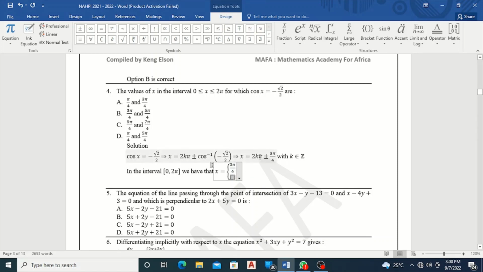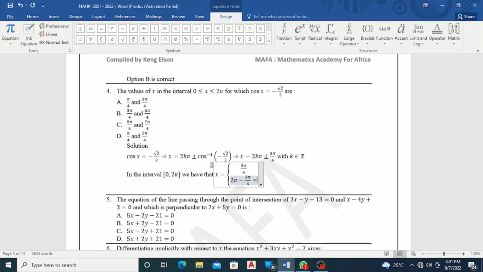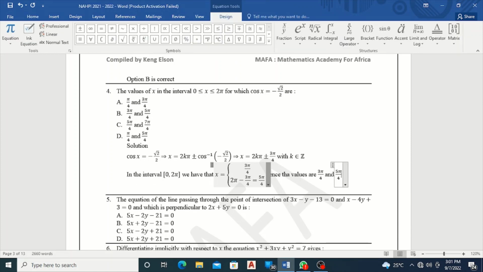What about when k is equal to 1? Now if k is 1, we get our x to be 2 pi plus or minus 3 pi on 4. So we have two cases: 2 pi plus 3 pi on 4, and 2 pi minus 3 pi on 4. But since our maximum value of the angle should be 2 pi, we cannot take 2 pi plus 3 pi on 4 because it's going to be greater than 2 pi. So we just take 2 pi minus 3 pi divided by 4. Now 2 pi minus 3 pi divided by 4 is 5 pi divided by 4. So hence the values are 3 pi divided by 4, likewise 5 pi divided by 4. So the correct option is B.